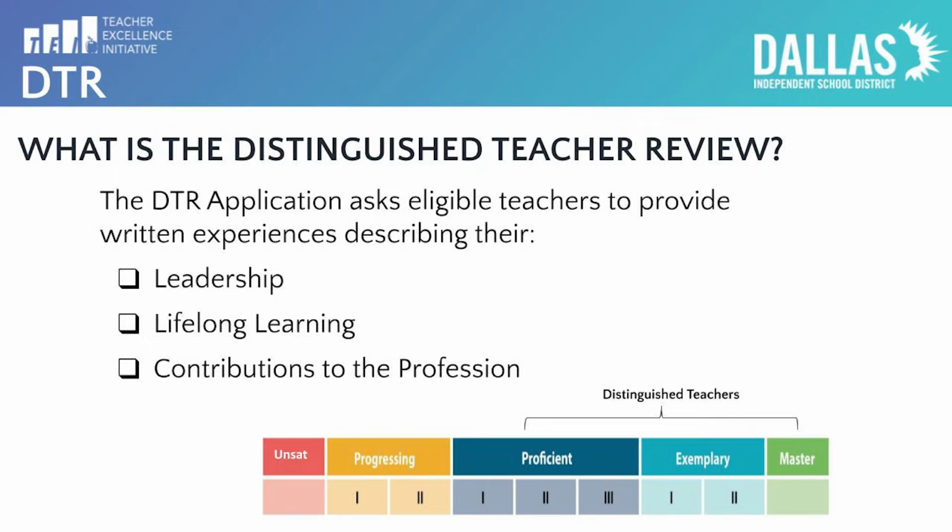1. A component of TEI that identifies DTR eligible teachers who excel in all relevant components: teacher performance, student achievement, and student survey. 2. DTR eligible teachers must submit a DTR application, an additional performance review to earn an effectiveness level of Proficient 2 or higher. The DTR application asks teachers to provide written experiences describing their leadership, lifelong learning, and contributions to the profession.